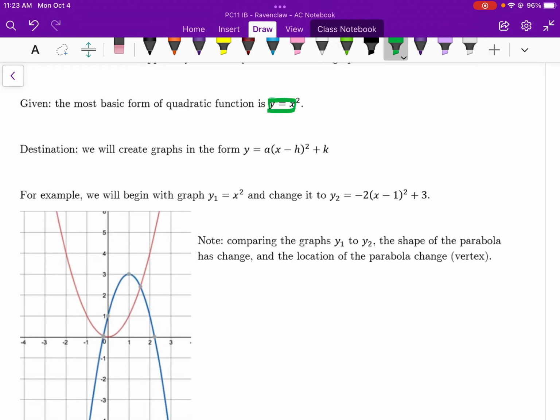So basically, when we start off with transformations, we need to start off with the most basic graph. Now, I'm not going to say always, but generally speaking, we'll start off with the most basic parabola, and the most basic parabola is y is equal to x squared. a is equal to 1. The vertex can be found at (0, 0).